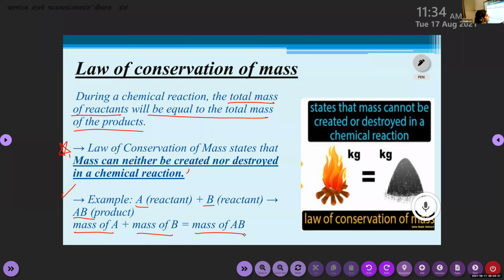And in this figure also, you can clearly see that the amount of firewood burned is equal to the amount of ash obtained. So the mass will always remain constant during a chemical reaction. That is the first law, the law of conservation of mass.